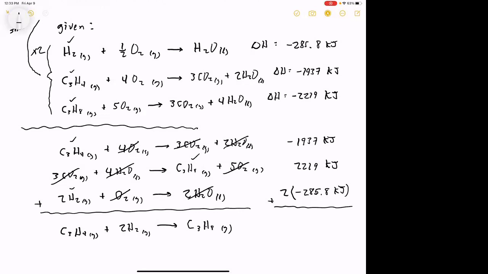So I took 2 times minus 285.8, got a number, added that to 2219, and then added that to a negative 1937 kilojoules. And when I do that, I end up getting minus 290 kilojoules. So that's actually going to be the delta H of reaction for my target reaction. And I got it from known delta H's of known reactions that I could then manipulate. So Hess's Law problems all work the same way. This is going to be the format you're always going to see for them.